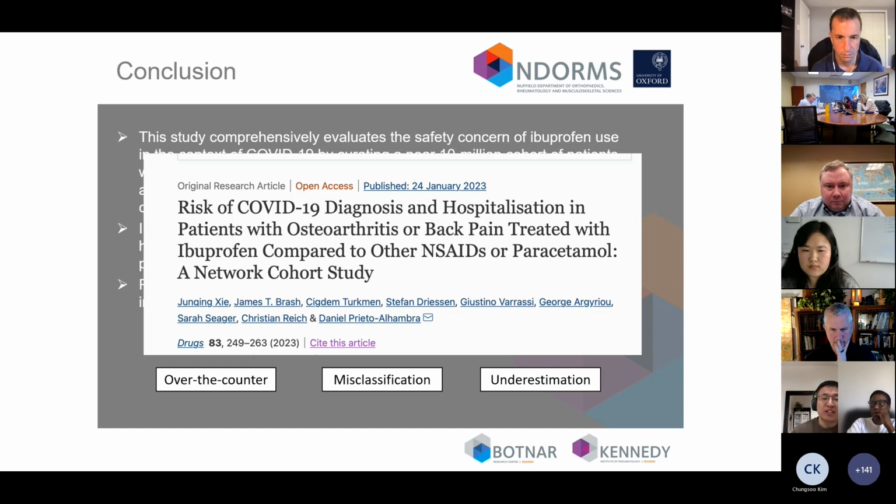But we acknowledge this result should be interpreted with the limitation that all these drugs are used over the counter, and the potential misclassification might underestimate the true risk if there is any. And luckily, after 1 year of peer review, this study has recently been published in Drugs. And that's all for my presentation. Thanks for listening.